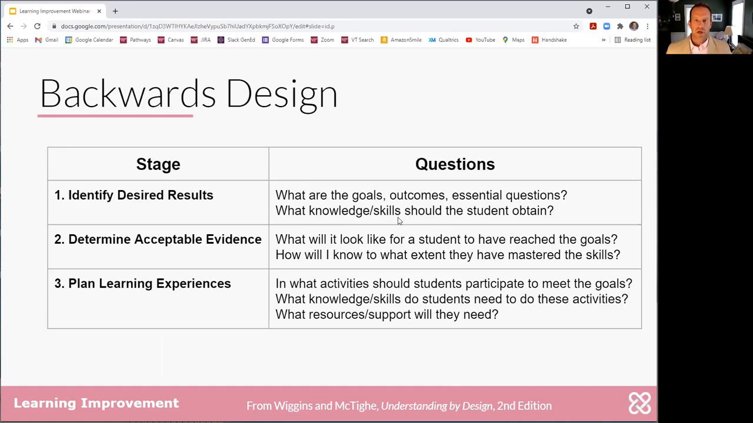What are the goals, outcomes, and essential questions? What are the enduring understandings? That's Wiggins and McTighe. What are the things we want these students to achieve? What knowledge and skills should they obtain? That's the desired results. Now let's work from there. What's the acceptable evidence? How would we know they've reached those? It might not be the exact assessment you've been using. It might be something different.